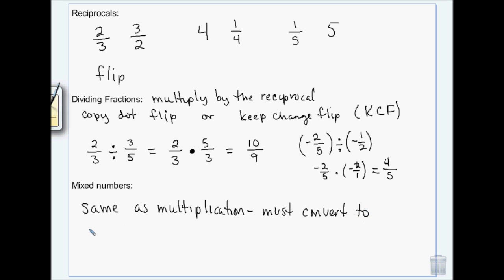Does anybody want to see another example of this, or are you okay with converting them? Could you show us an example of this? Sure.